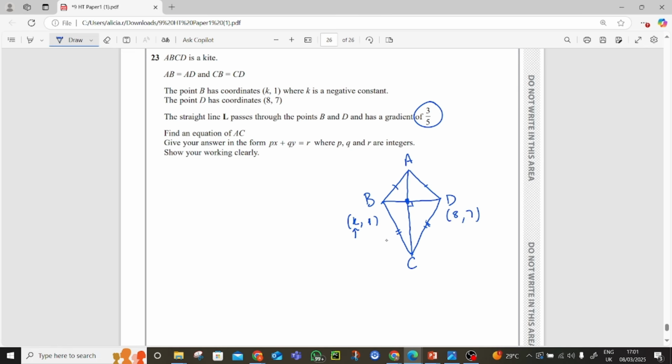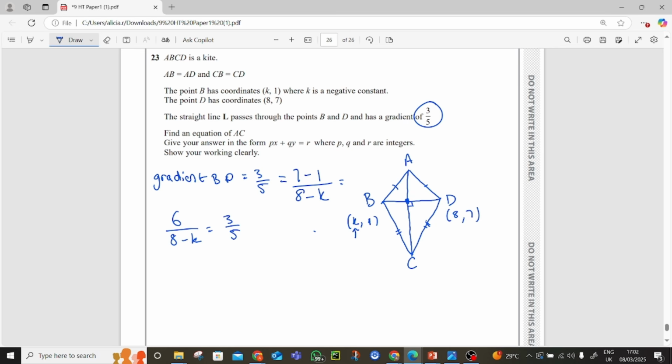And to get that, we're going to use the fact that the gradient of BD is equal to 3/5. Now, the formula for the gradient is the change in y divided by change in x. So the change in y is going to be the second y coordinate 7 minus the first y coordinate 1. This is change in y, over change in x, which is going to be the x coordinates 8 minus k. So I have 7 minus 1, which is 6, over 8 minus k is equal to 3/5.